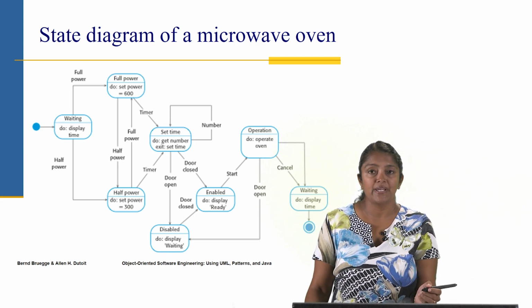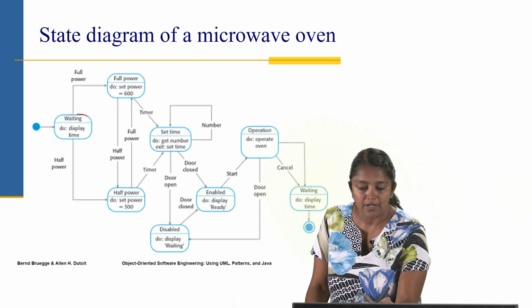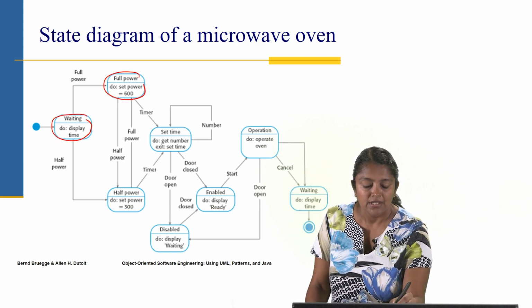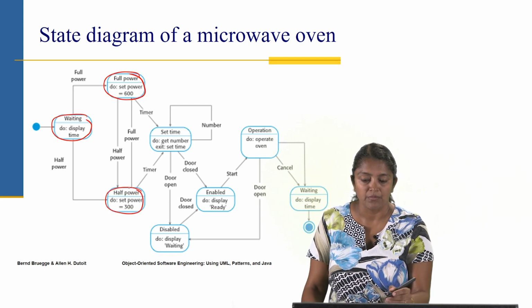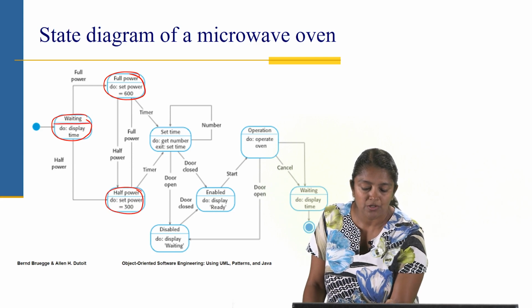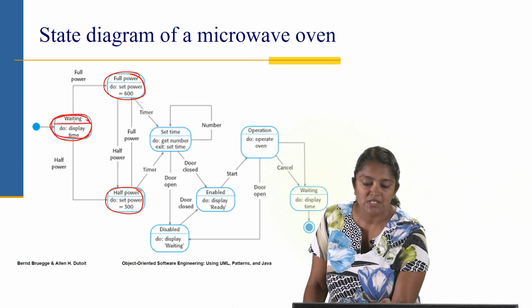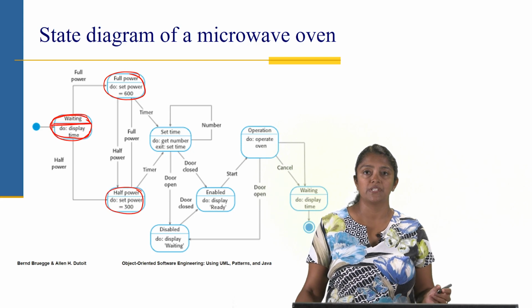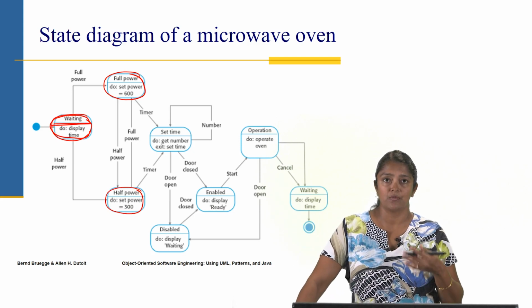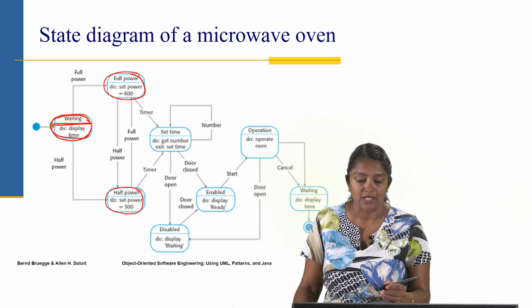So you see a graph-based notation over here. Here are the nodes that are representing the different states that the microwave can be in. The top portion of the node is displaying the name of the state. So the first state there is a waiting state. So the microwave is in a waiting state.